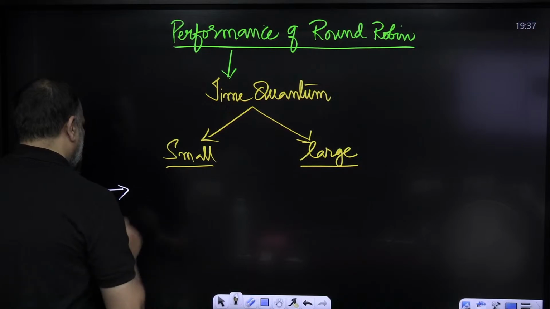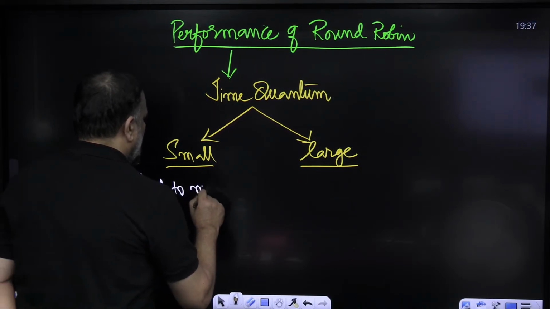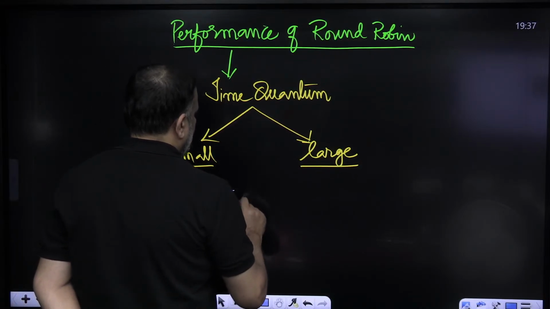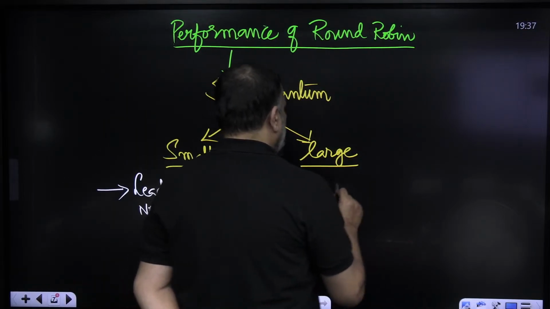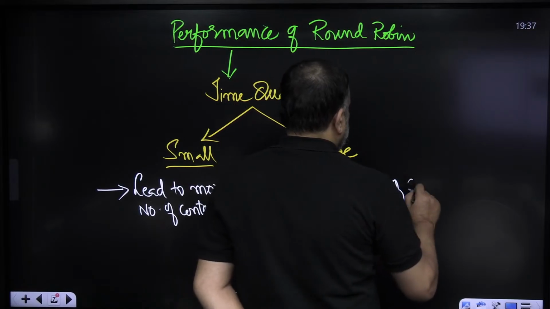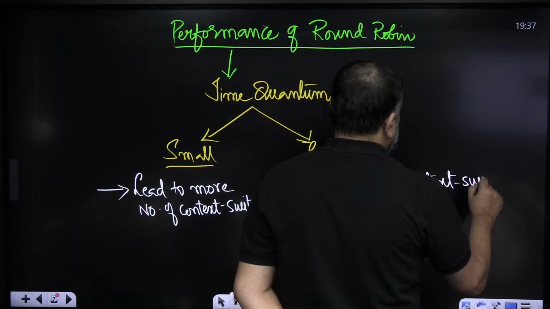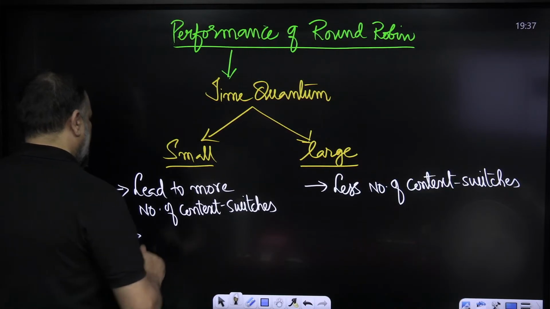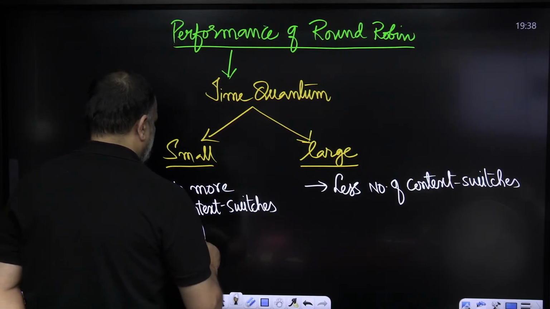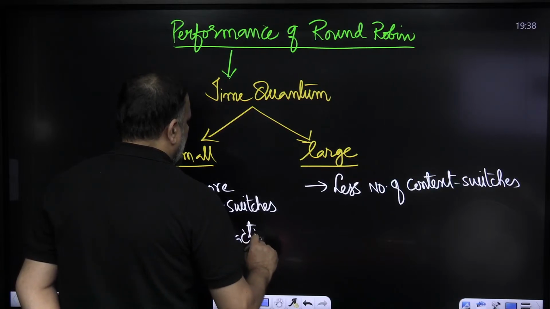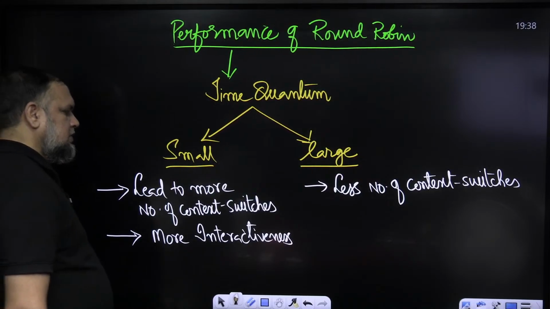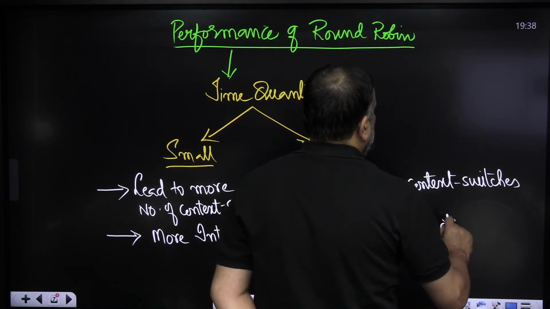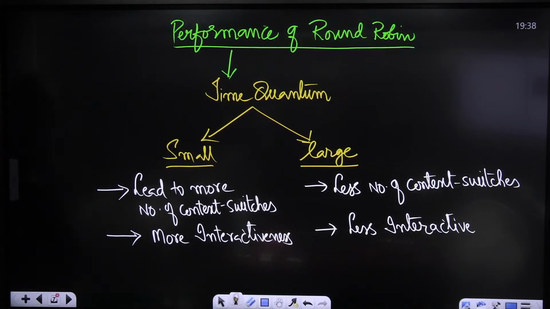अगर time quantum small हो, it will lead to more number of context switches. And when the time quantum is large, it will lead to less number of context switches. And यहाँ पर if the time quantum is small, it will lead to more interactiveness. System becomes more interactive because every process waiting in the ready queue will get a chance earlier to run on CPU. And here when the quantum is large, it will produce less interactiveness. System becomes poor interactive or poorly responsive when the quantum is large.